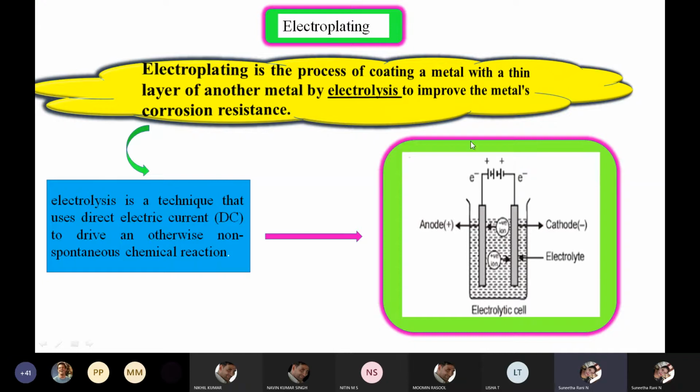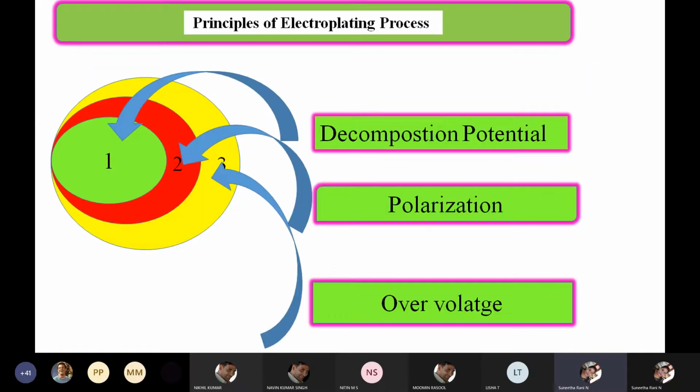This process of coating a metal on the surface of a substrate or object is called the electroplating process. Electroplating is a process of coating metal with a thin layer of another metal by the electrolysis process to improve the metal's corrosion resistance. So how can we do this electroplating process? What are the principles governing it?